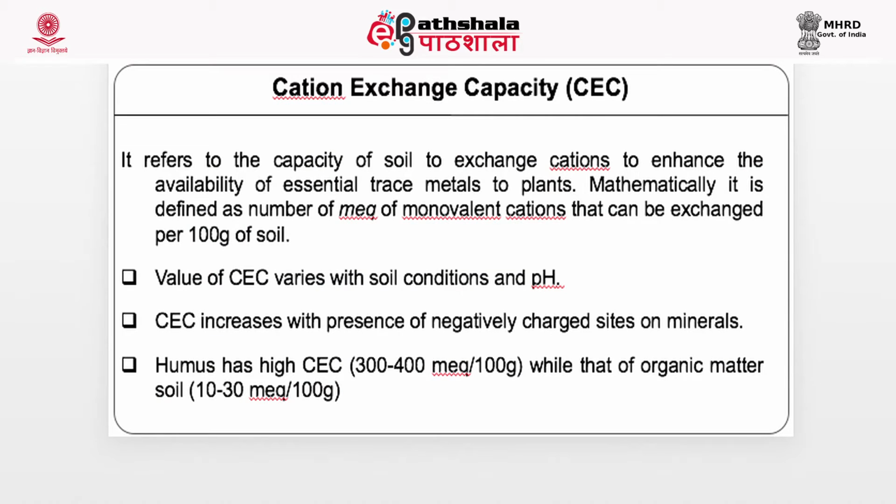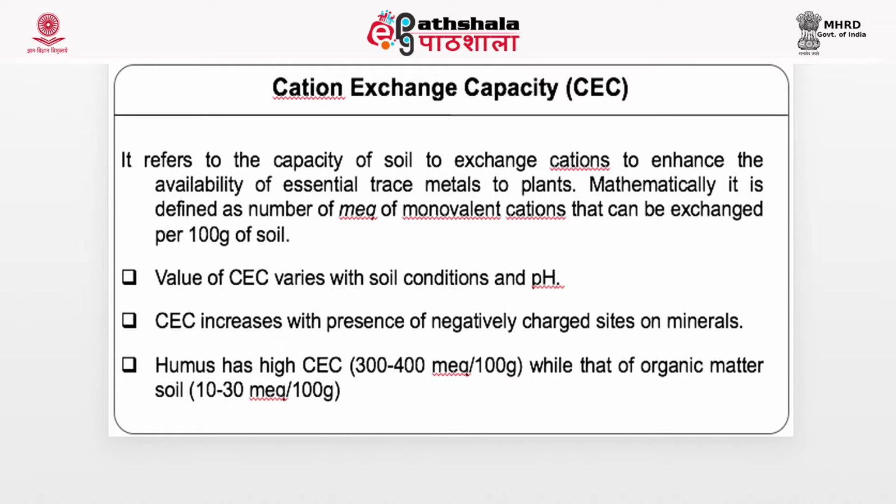Now coming to the cation exchange capacity, which refers to the capacity of the soil to exchange cations to enhance availability of essential trace metals to plants. Mathematically, it is defined as the number of milliequivalents of monovalent cations that can be exchanged per 100 gram of soil. The value of cation exchange capacity, commonly called CEC, varies with soil conditions and pH.